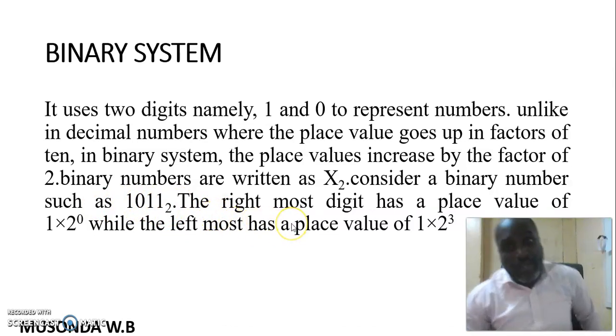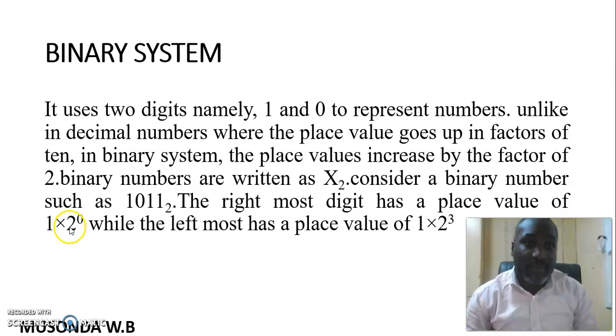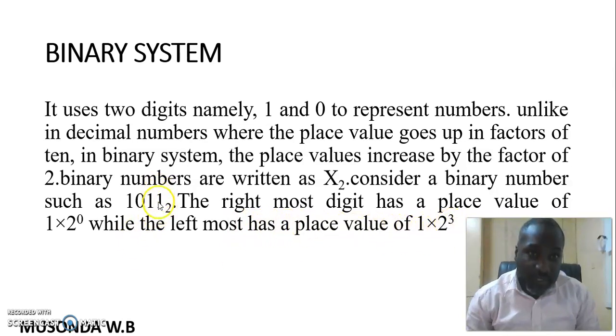Now, the rightmost digit has a place value of 1 times 2 to the power 0, while the leftmost digit has the place value of 1 times 2 to the power 3. So which means this 1 here is the rightmost. It is equal to 1 times 2 raised to the power 0. Well, this one, which is the leftmost digit, will be equal to 1 times 2 raised to the power 3.